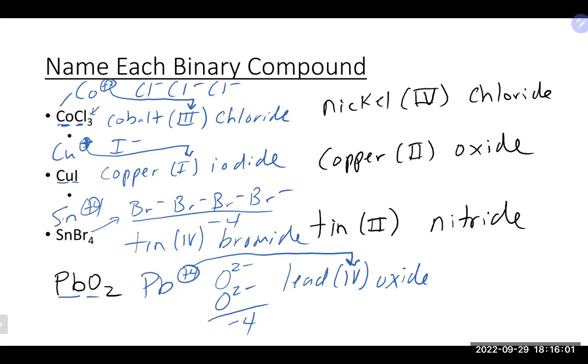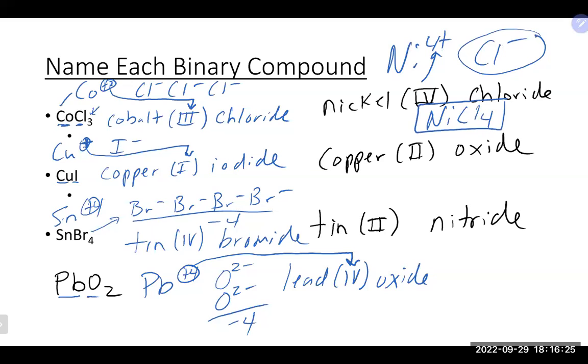All right, so to write the formula here, we're going to work based on what we're given. So when I see nickel Roman numeral 4, that means my nickel has a +4 charge. I don't need to figure that out. It basically tells me. The chloride is group 7, which has a -1 charge. So in this case, we need more of the chloride to balance it out, and need 4 total chlorides there to give us a -4 charge to balance out the +4 charge.